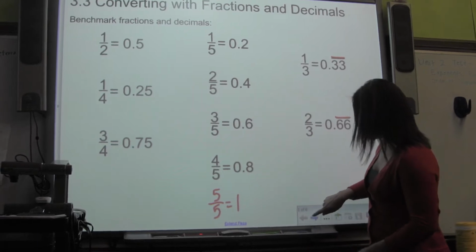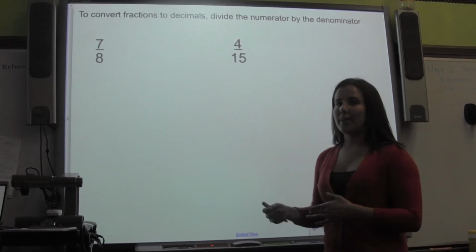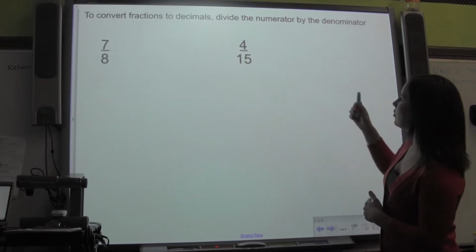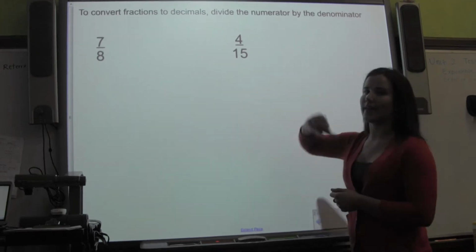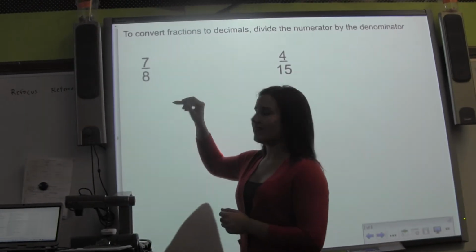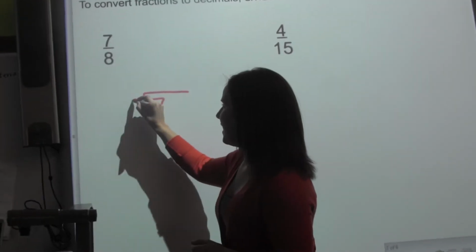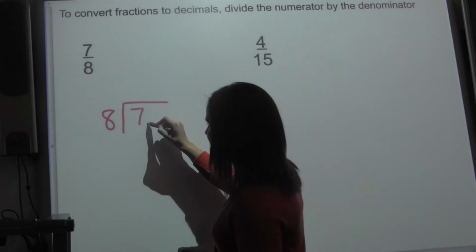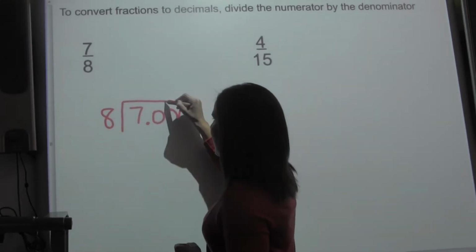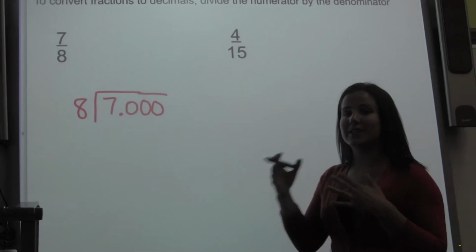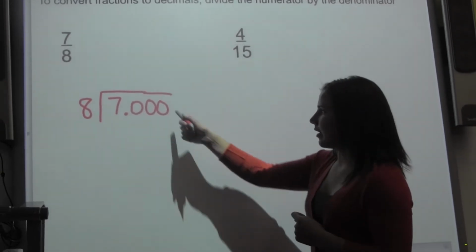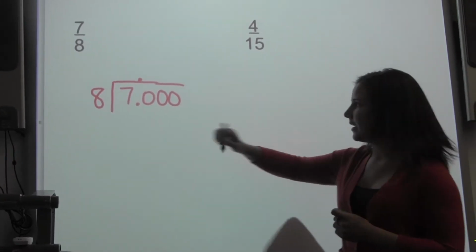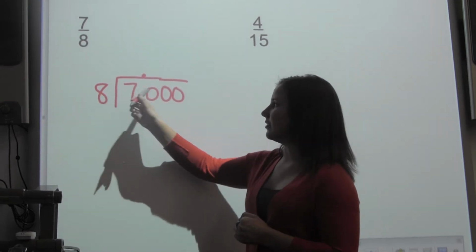So if we have a fraction that is not part of our benchmark fractions, and we want to know what that fraction would be as a decimal, we use division, and we divide the numerator by the denominator. So I'm going to do 7/8 here. I'm going to divide 7 by 8. And since 8 does not go into 7 evenly, I need to put a decimal here and carry out some zeros. In our classes, we would like you to do this division out to the thousandths place. So I'm going to go out to my thousandths place here and make sure that I put my decimal in the answer as well.